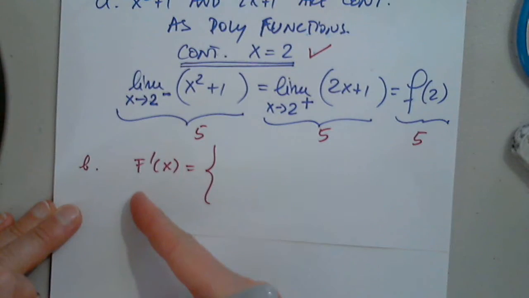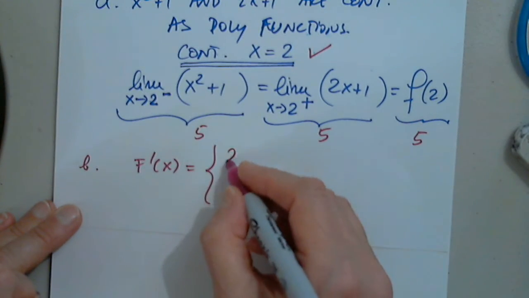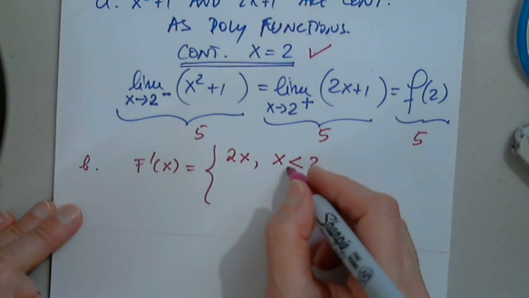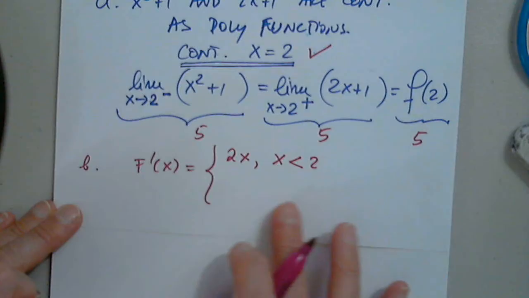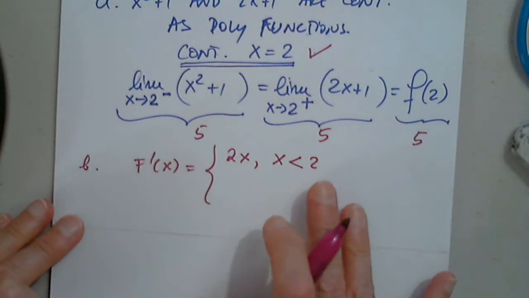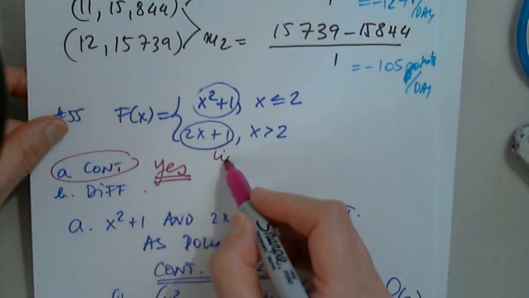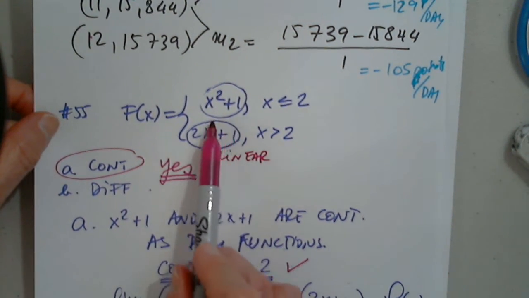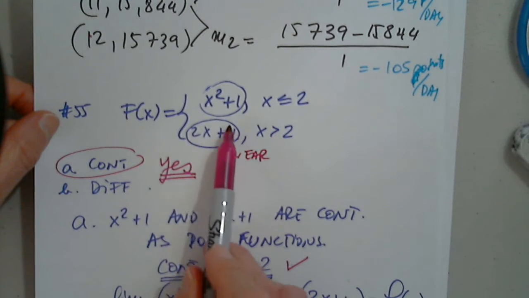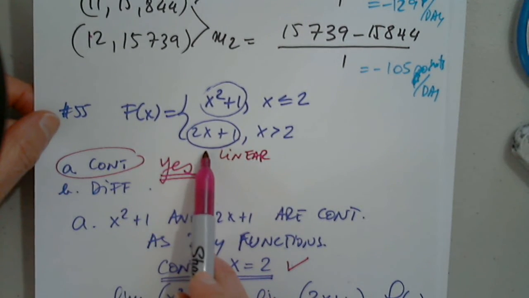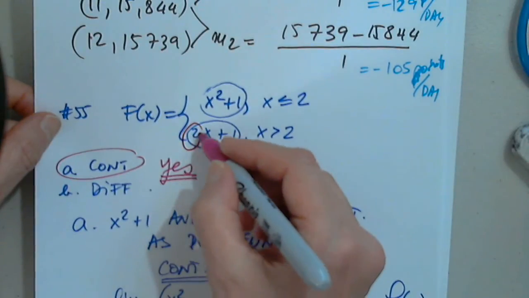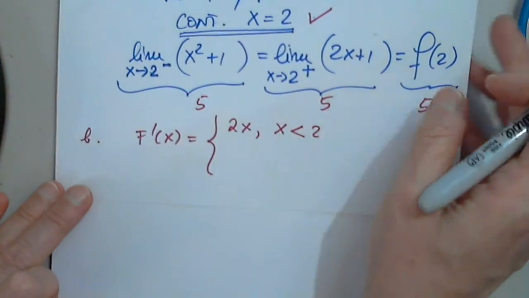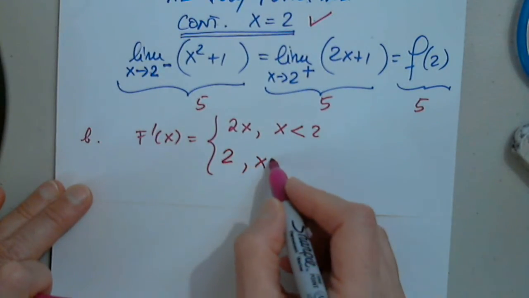So the derivative of x squared plus 1 is just 2x for x less than 2. I cannot write the equal symbol here yet, because I don't know if the function is differentiable at 2. Now, this is a linear function. And without even knowing anything about calculus, you can determine the slope of this line. What is the slope of this line? 2. Exactly, 2. This is the slope, and this is its derivative as well. It's a constant derivative for x greater than 2.